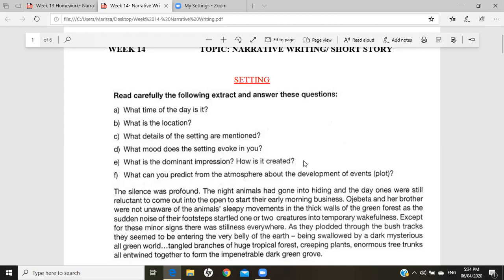Good. F, Sandra, you would answer F. F says, what can you predict from the atmosphere about the development of events? So Sandra, if you had to continue with the plot, what could you predict would happen based on the atmosphere that is painted? Something scary. Like what? If you had to continue the story, what twist would you put to it, or what would be the scary thing?